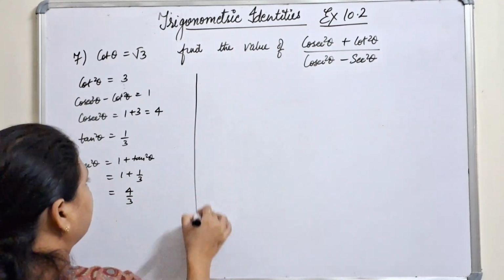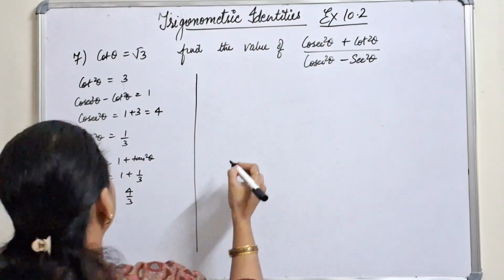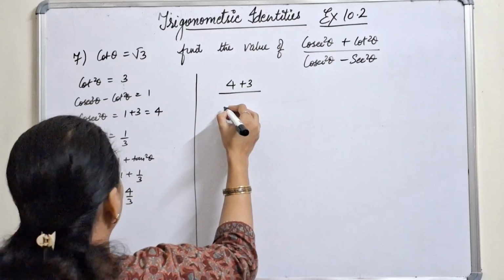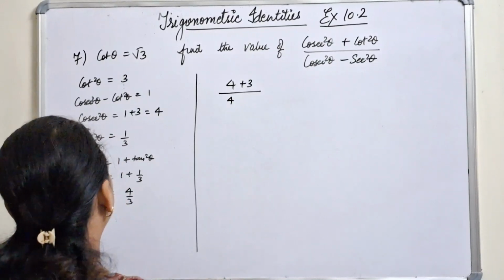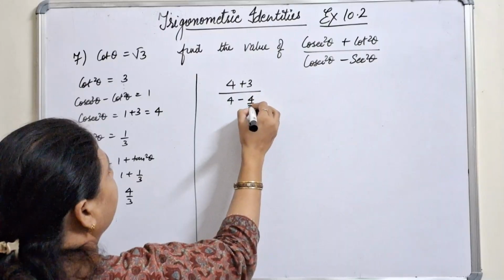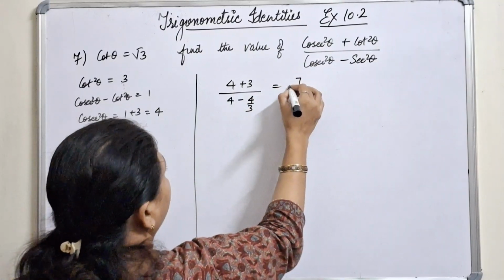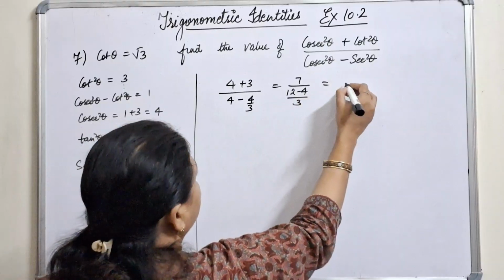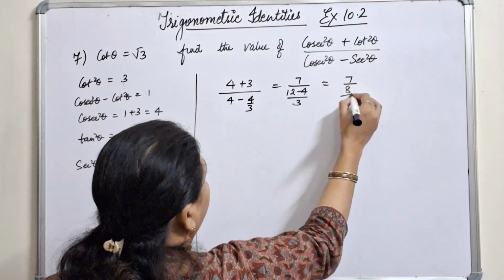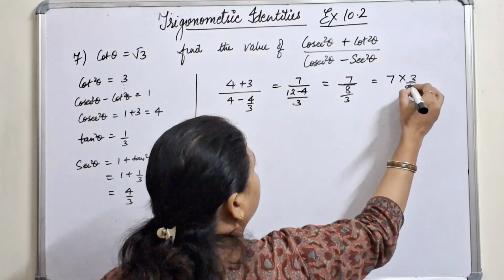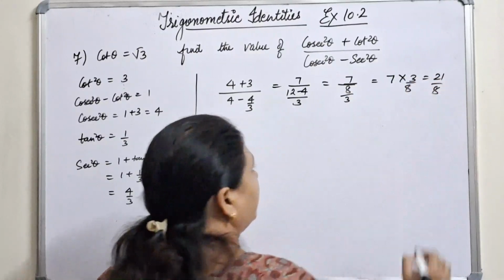Now we'll be substituting the values. Cosecant square theta is 4, plus 3 upon cosec square theta is again 4, and sec square theta is 4 upon 3. So 7 upon 12 minus 4 upon 3. So 7 upon 8 upon 3. So this will be 7 into 3 by 8, that is 21 by 8.